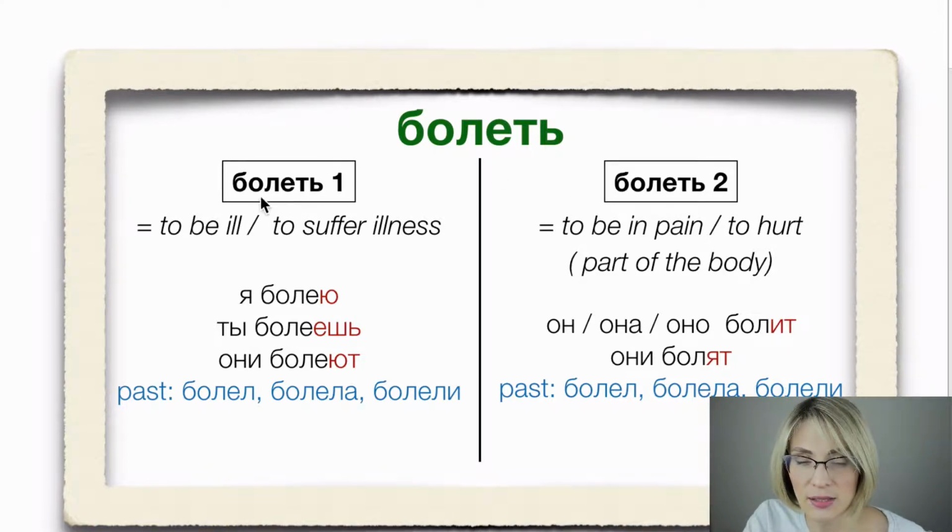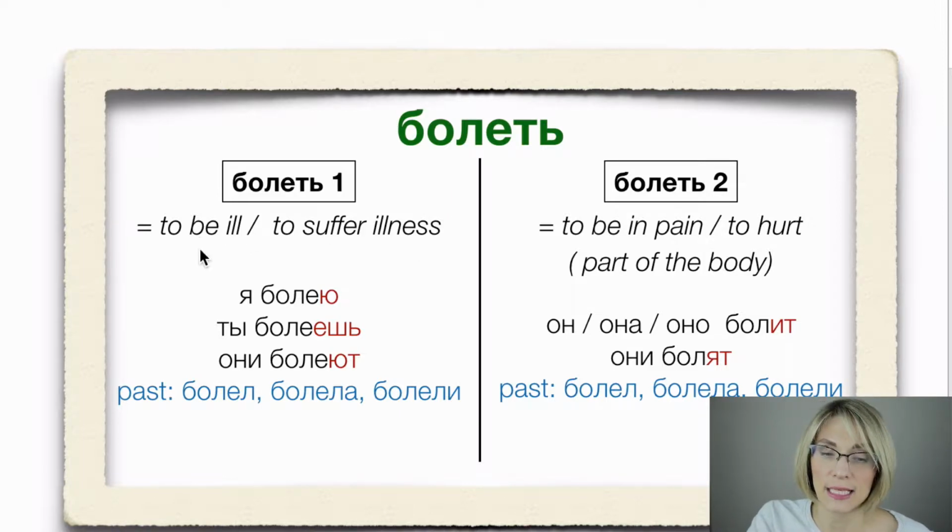Okay, here is the first verb. It belongs to the first conjugation. It means to be ill, to suffer illness. In English, it's an adjective, to be ill. In Russian, though, it's a verb, it's an action of being ill. If it belongs to the first conjugation, you know what to do. Я болею, ты болеешь, они болеют. And the past tense, болел, болела, болели.